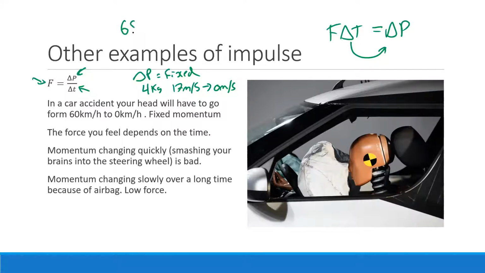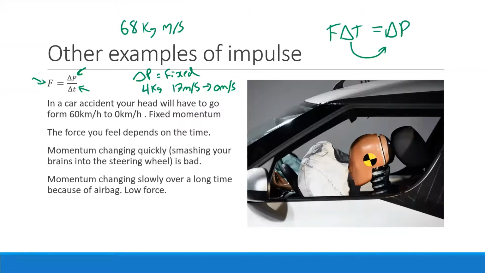Now, how you lose that momentum is entirely up to your car. You could lose that momentum very, very quickly. How could you lose that momentum? By passing it to the windshield or the steering wheel of the car. If you smash your head into the steering wheel, then that will drop that 68 kilogram meters per second. That will change that momentum very quickly. And that's not a good move, because of course I don't want to lose that momentum really quickly.